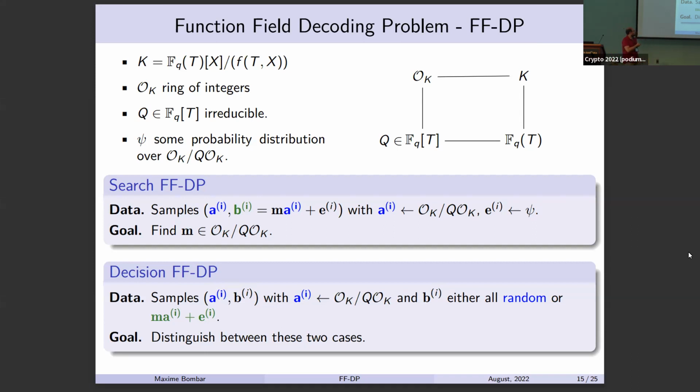So now on the search version, you are given a bunch of samples of this form, and you want to recover the message, and the decisional version is defined as usual. Okay, so now we have a very abstract problem. Before being interested in the decisional version, we can wonder if the search version is actually hard. And what I can say is that this problem is parameterized by the choice of the function field you use, the choice of the prime modulus, and the choice of the error distribution. And that's okay if you choose them carefully.